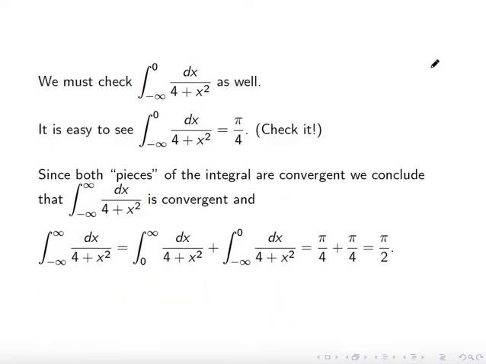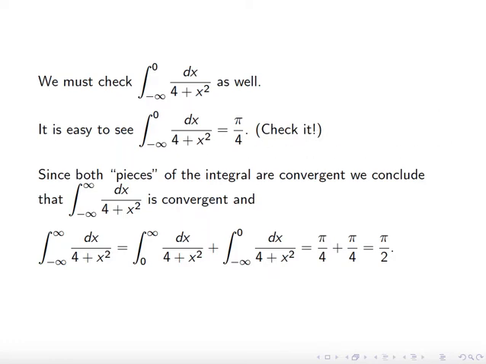Now, it's very easy to check that the integral from negative infinity to 0 is also convergent, and its value also is pi over 4. You can check it. You can use a direct calculation similar to what you had in the previous slide, or you can discuss the fact that the graph of 1 over 4 plus x squared is symmetric with respect to the y-axis. This function is an even function, and you can use such an argument also, but it's very easy to do the calculations too.